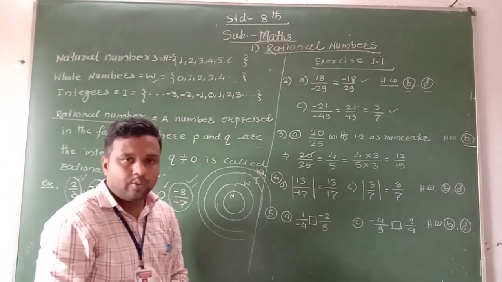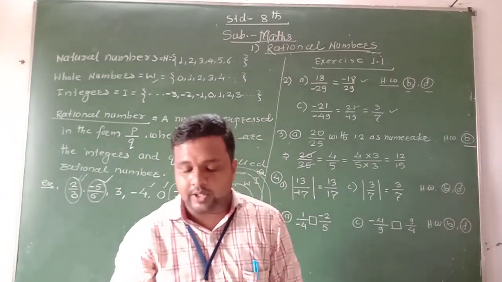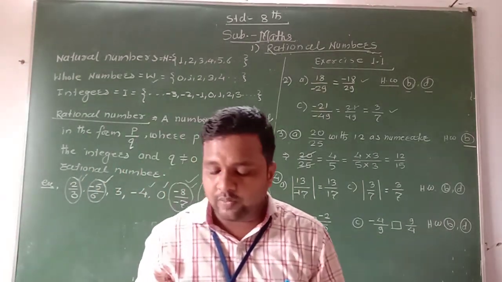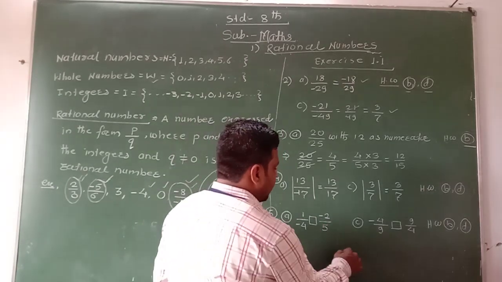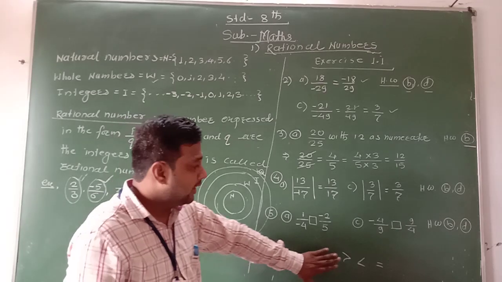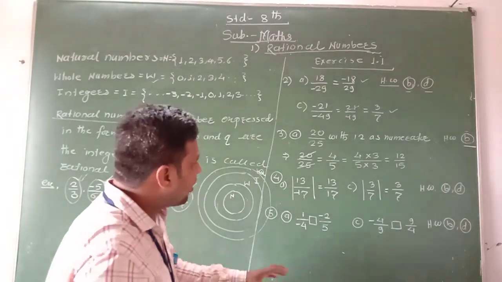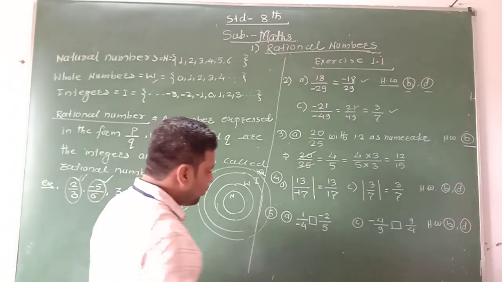Now the fifth question. Now what is the fifth question? Fill the boxes with greater than, smaller than and equal sign. This is the question. This means the comparison of the rational numbers given there. Then how to solve this question? What do we have to do?